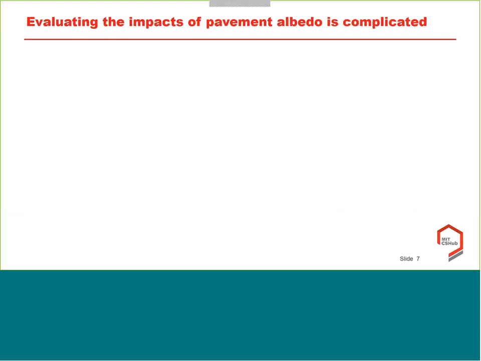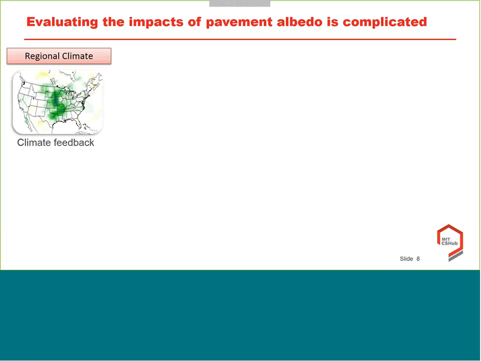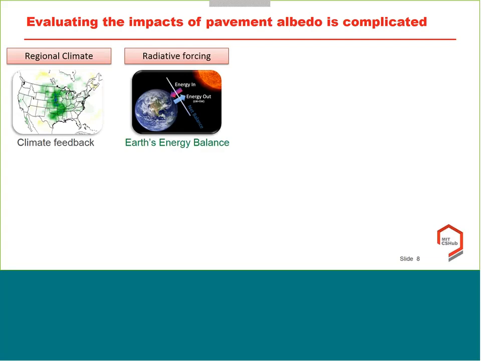But it turns out that evaluating the impacts of pavement albedo is pretty complicated, actually, and there's a couple of reasons for this. One, if you make modifications to urban areas, it's actually possible that there are feedback mechanisms by which changes in those urban areas can actually have broader impacts on the regional climate. Two, as we mentioned, changing the energy balance for the Earth is what's known as a radiative forcing, and radiative forcing is literally just anything that affects that energy balance. So it's possible when you change the albedo of pavements, you are affecting that energy balance through a radiative forcing.